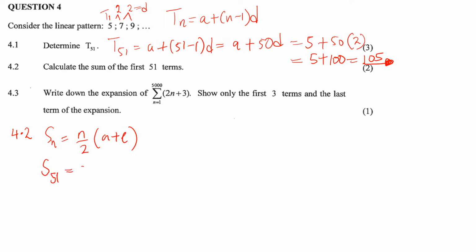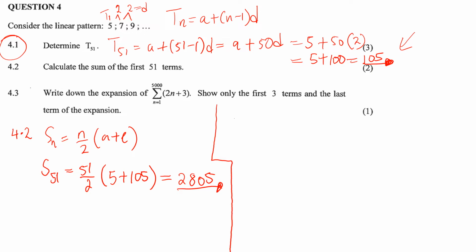We need the sum of the first 51 terms, so our n is 51 divided by 2. Our a is our first term, which is 5, plus the last term. In this case it will be term number 51, because we need the sum of the first 51 terms, meaning that the last term is in position 51. It's term 51, which we have already calculated in 4.1 to be 105. So that is our last term. We'll simply punch the calculator and get the answer, which is 2805.